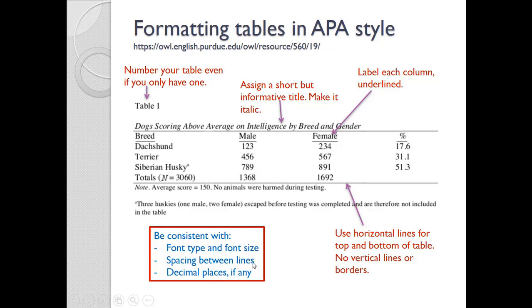And if you have decimal places, make them consistent as well. So you wouldn't want to have 17.64 and 13.1 and then 51 here. You have it shown to the one decimal place here, so you want to keep that consistent. So this is, in short, what an APA style table looks like, and we do have a link here for you, so you can take a look at that.